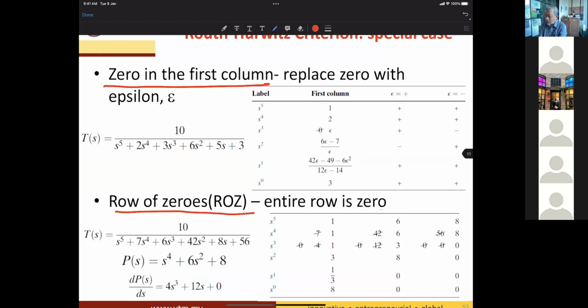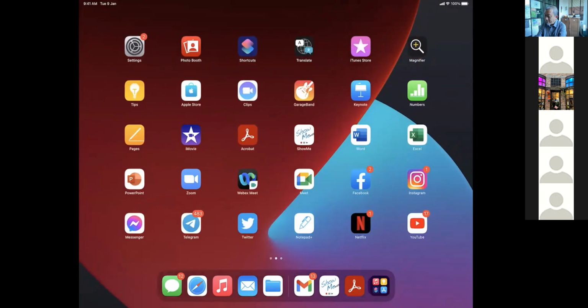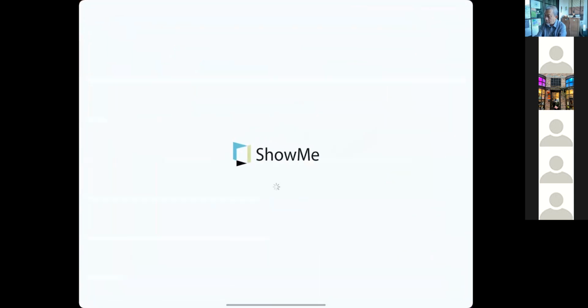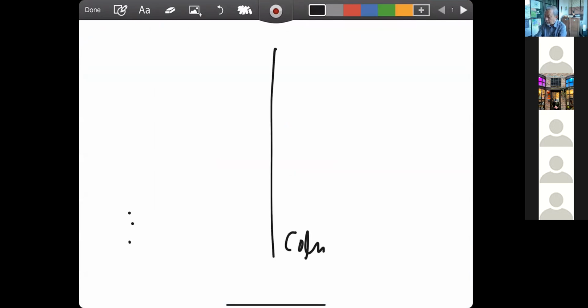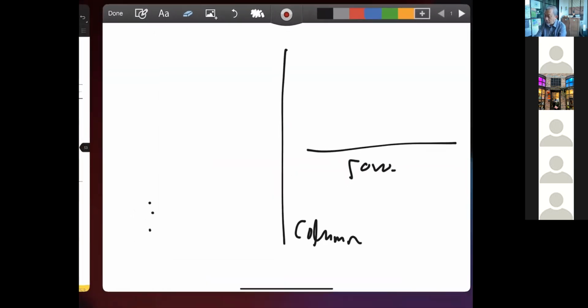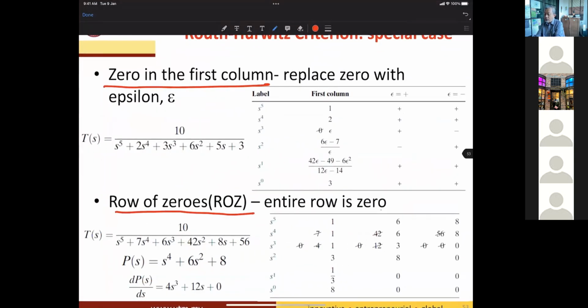Let me remind you. This is a column and this is a row, so please don't mix them up. The first case is a zero in the first column, where we replace the zero with epsilon. So these are the examples.